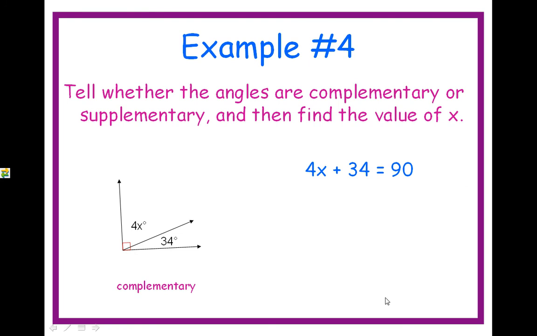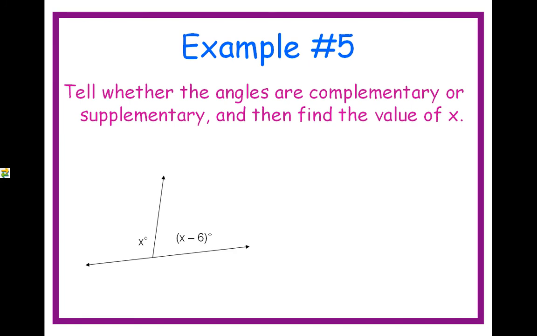Now we have to find the value of x, and to do that we need to get rid of the 34 first. So if we subtract 34 from both sides, we get 4x is equal to 56, and now we have to get rid of the 4. So we're going to have to divide by 4 on both sides, and then you get that x is equal to 14. If you still have trouble with equations, one-step equations and two-step equations, go back and rewatch those videos.